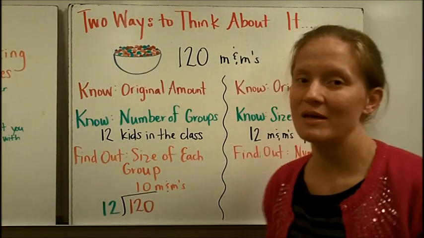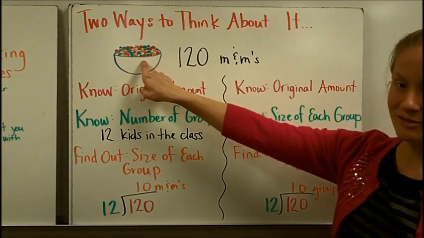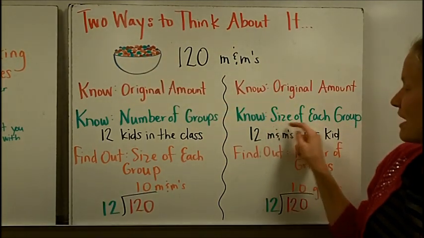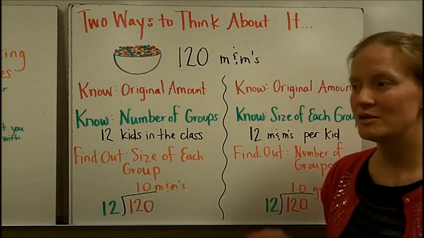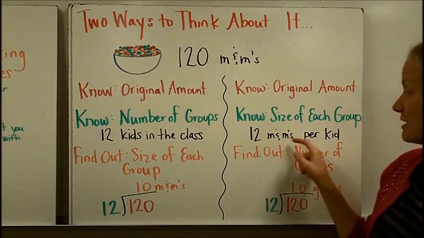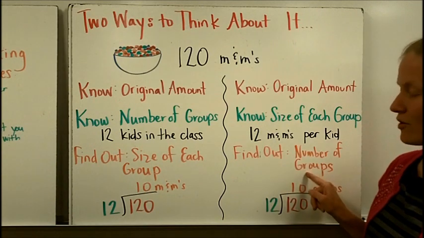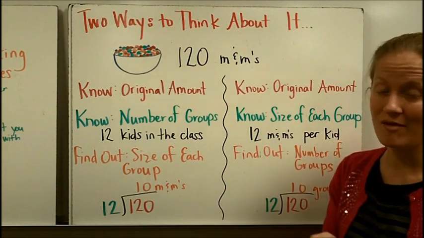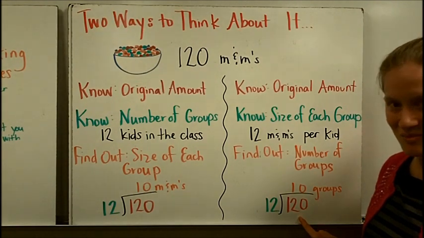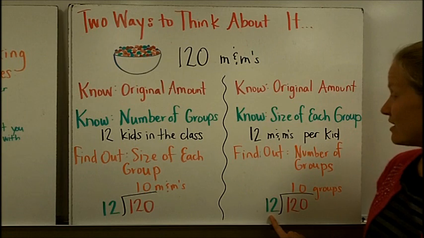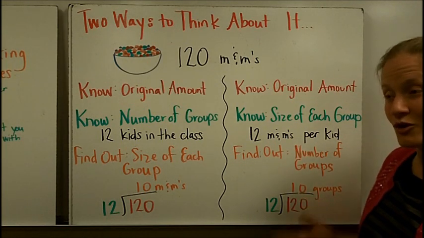Well, there's another way to think about division. Let's say that you still know the original amount. The bowl still has 120 M&Ms. But now you know the size of each group, the amount that each kid needs to get. If for some reason you're doing a project and every kid needed 12 M&Ms, then your division problem could be to help you find out the number of groups or the number of piles of M&Ms that you could make. And if you had 120 M&Ms and each kid needed 12 M&Ms, then you could make 10 piles, or 10 kids could get M&Ms.